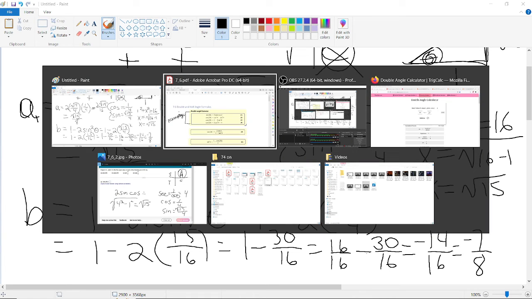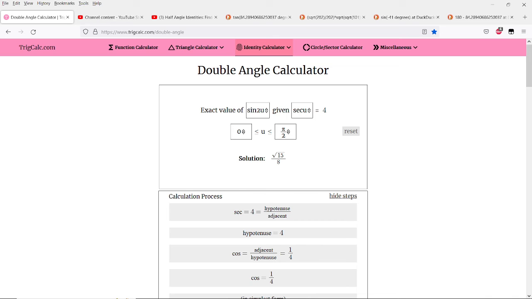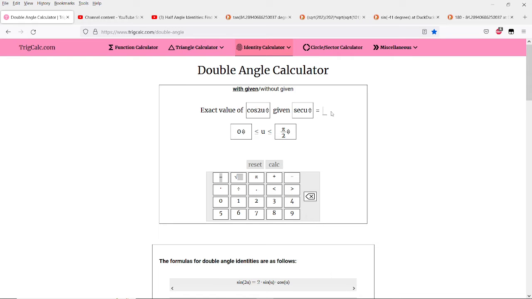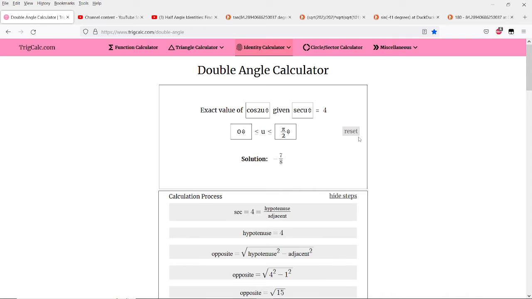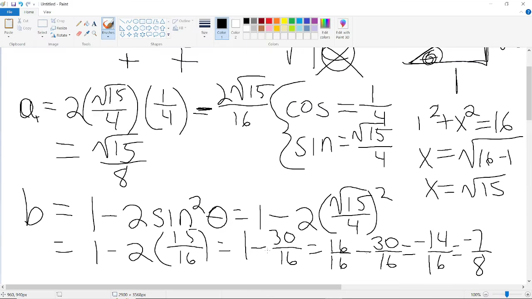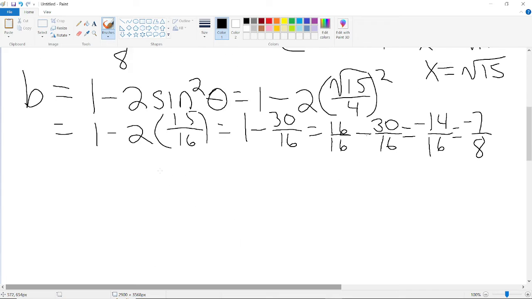Let's check it on the double angle calculator. These double angle and half angle calculators get the sign right for the double angles. Sometimes they get them wrong for the half angles. So you have to look at your quadrant of the original angle and know where your other angle is so you know the sign. Okay, -7/8. See, that one came out right. I always check it. I like to double check it.